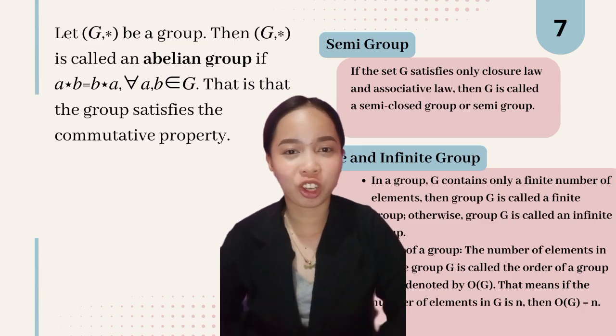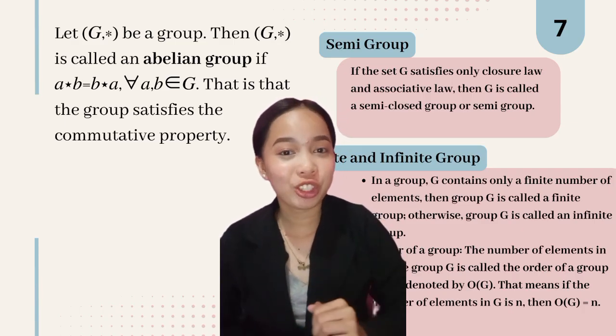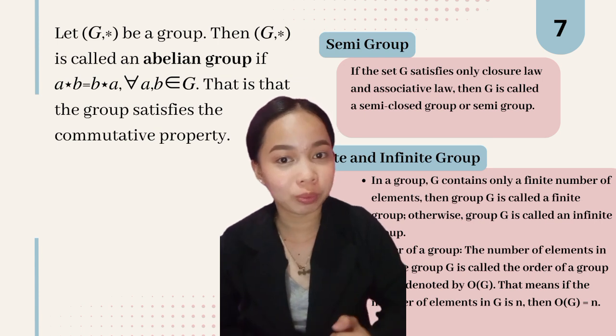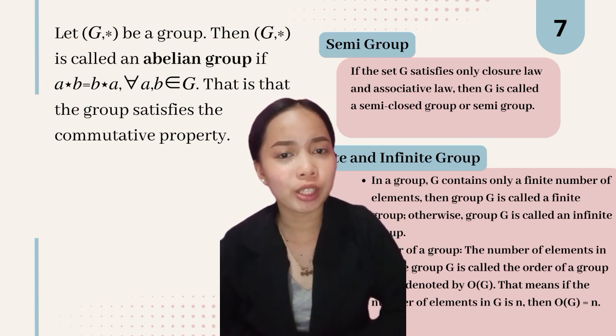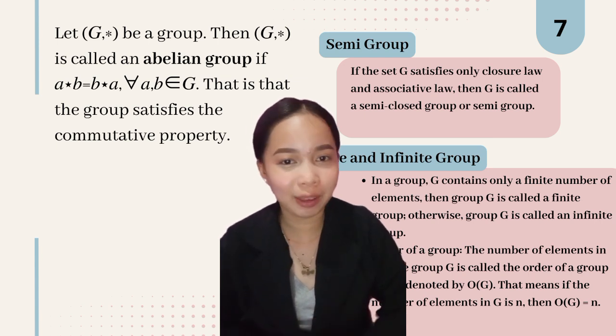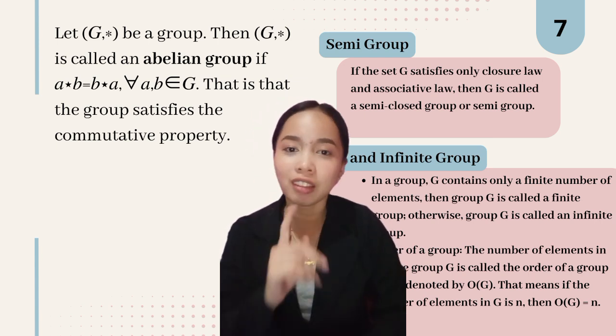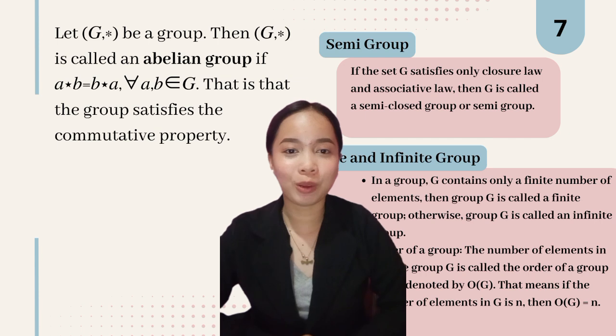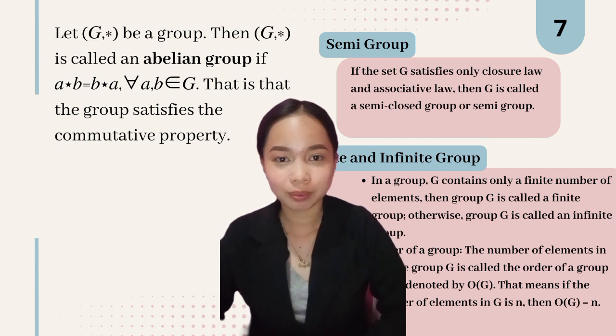Let (G, *) be a group. Then (G, *) is called an abelian group if a * b equals b * a for all a, b that are elements of G. That is the group that satisfies the commutative property.